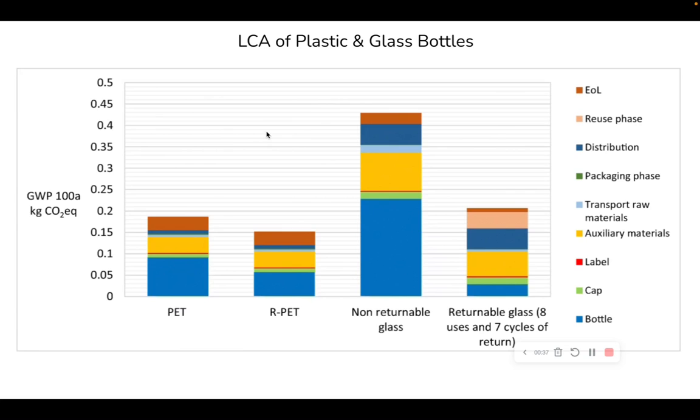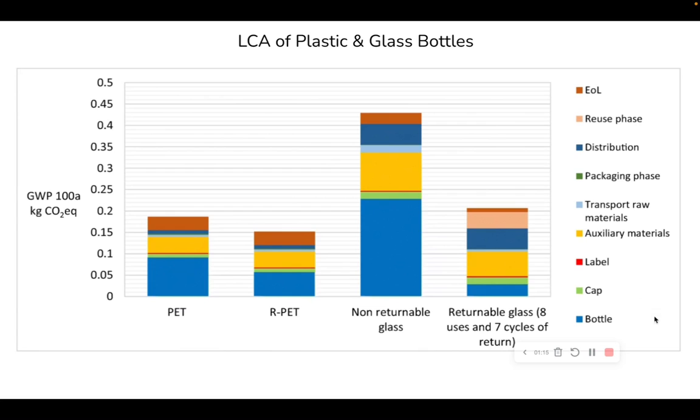So what we're looking at here is from one research study that breaks down the various different parts of the life cycle of a plastic and glass bottle. So on the left-hand side here, we can see global warming potential. So the higher the column here, the higher the global warming potential. And we have comparisons between plastic PET bottles using recycled plastic, and then we have glass in two different scenarios. One that's just used once, and then one that is cycled through a reuse system.